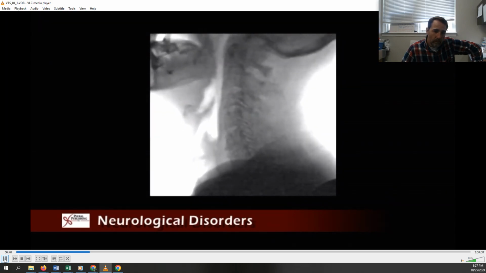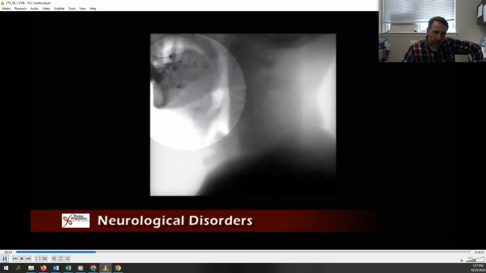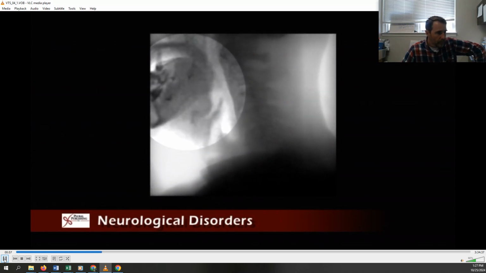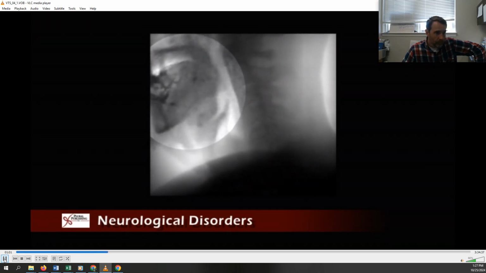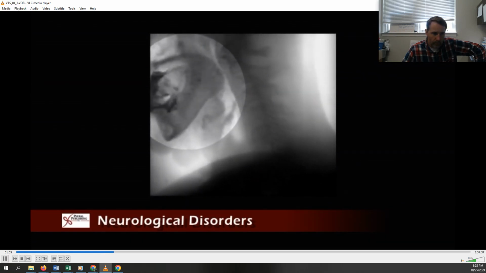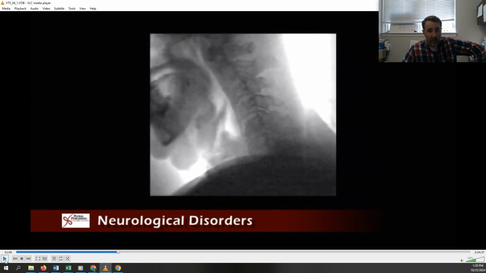This clip demonstrates that this gentleman has a significant oral stage dysphagia. Once material is placed in the oral cavity, we can see that it remains in the anterior sulcus. He's unable to collect the material with his tongue in order to form a bolus and propel it posteriorly to initiate a pharyngeal swallow. So he's struggling with bolus formation. He's struggling with AP transit.